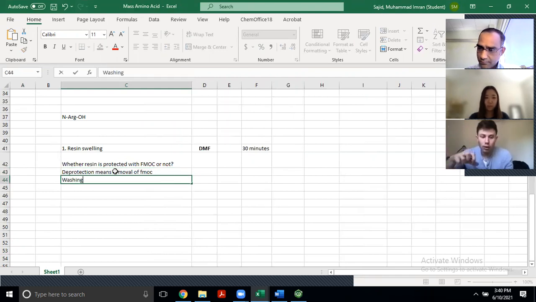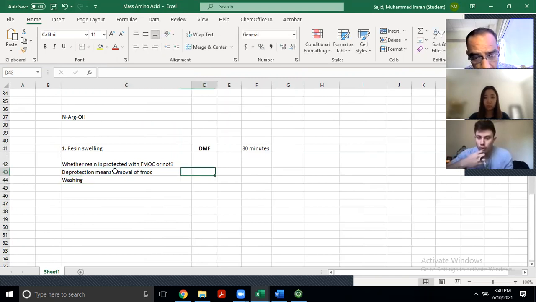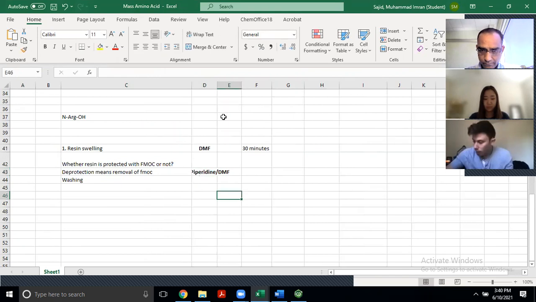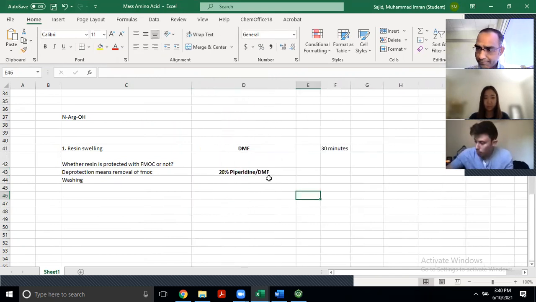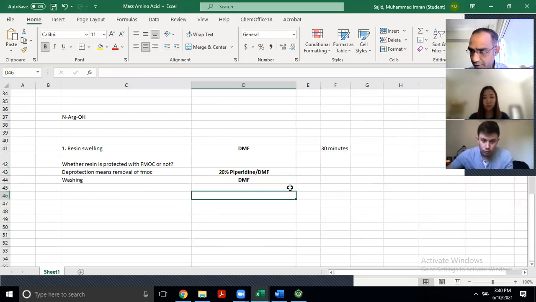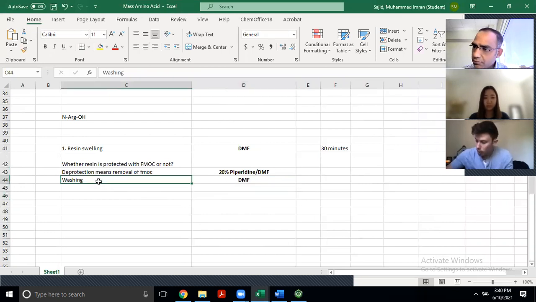After that, I will do washing. What is the reagent used for the removal of Fmoc? 20% piperidine in DMF. And then washing, which is done with DMF. Why do we do washing? To remove the excess reagents. Because if we don't remove the 20% piperidine, the next amino acid will not react.